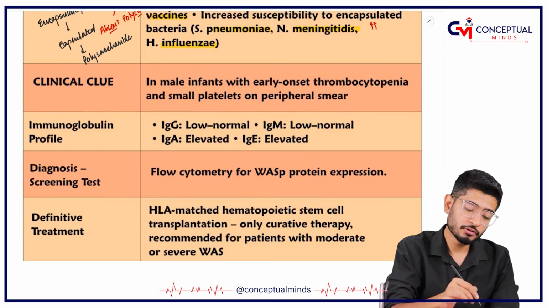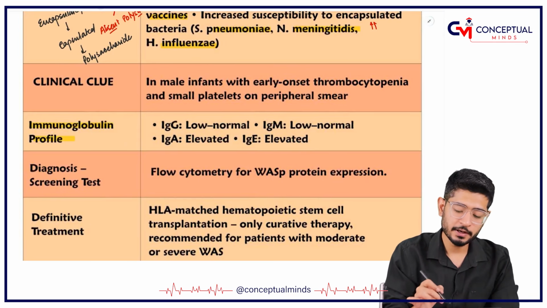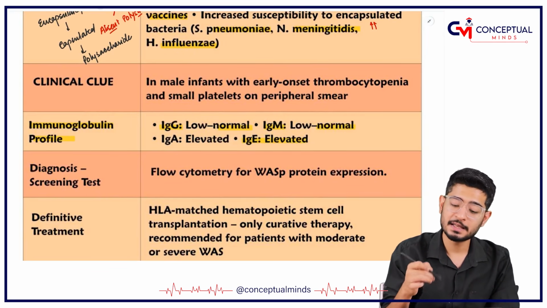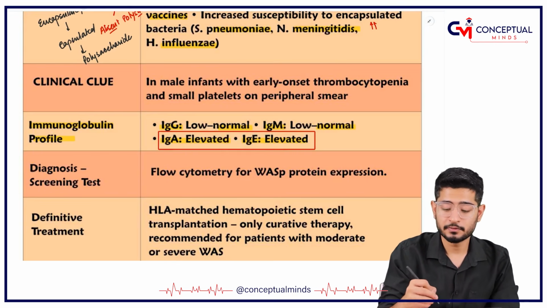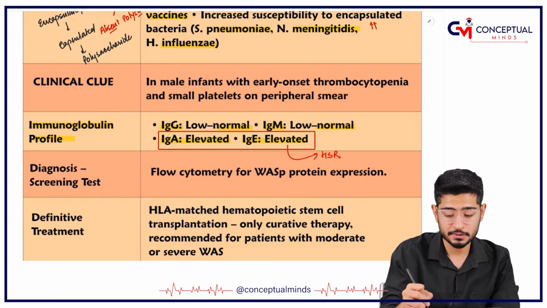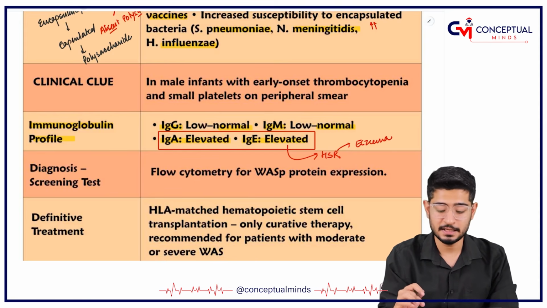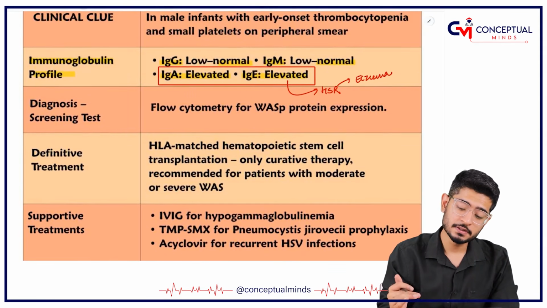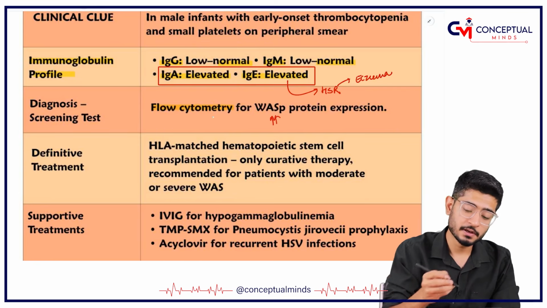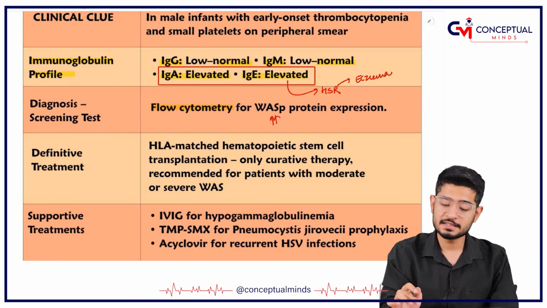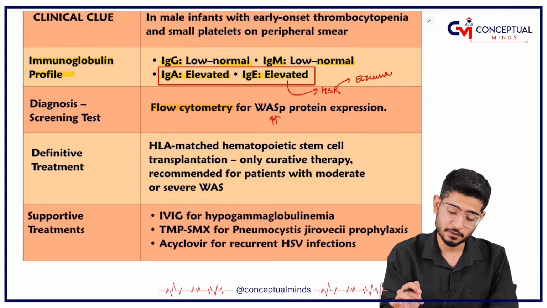So what is going to be there when you see the immunological profile? See, IgG is normal, IgM is also normal, IgE is elevated, and IgA is elevated. Why are IgE and IgA elevated? Because if you remember, we have a hypersensitivity reaction also. You remember there is eczema which is going to happen. That's why IgA and IgE are increased. And of course, in order to see the WASP gene, you have to do flow cytometry. Very simple, this is a screening test. The screening test is going to be flow cytometric.